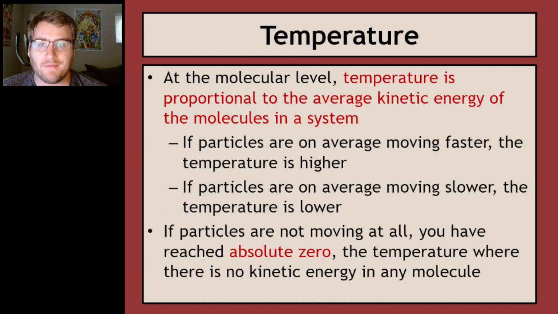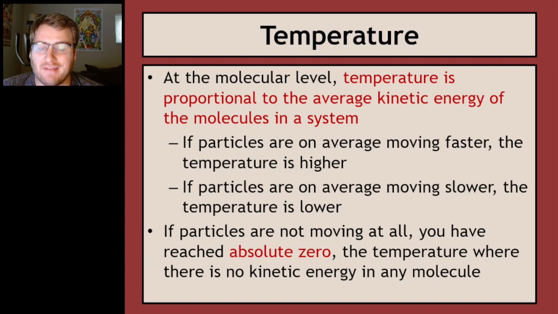To start, we have some definitions of temperature. At the molecular level, temperature is proportional to the average kinetic energy of the molecules in a system. Temperature is really just a measure of how fast all your particles are moving. So a single particle by itself, by definition, doesn't really have a temperature. Temperature is a macroscopic quantity, meaning you have to look at your entire system as a whole. All your particles, their average speeds, their average kinetic energies tell you what the temperature of something is.